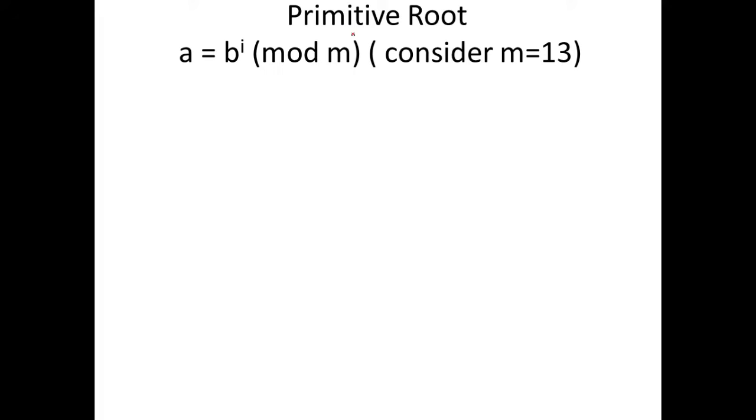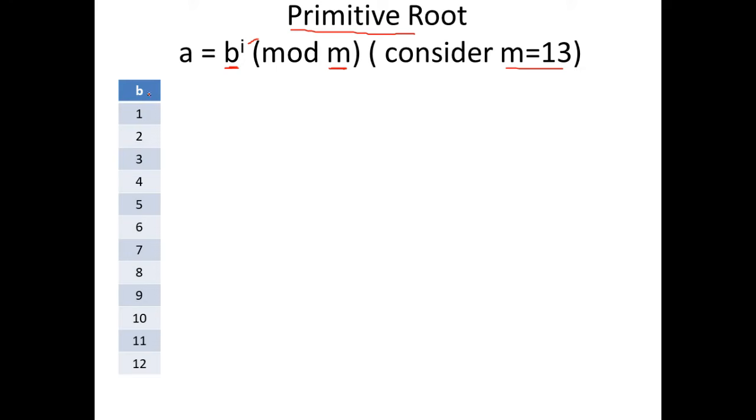We'll understand what a primitive root is in this slide. We know this, right? a is equal to b^i mod m. We should check whether b is a primitive root of m. Why should we check that? Only then will I have distinct values. Let's understand selecting primitive roots by considering m to be 13. So how will we select b? How will we know whether b is a primitive root of 13? For that we have to go with these steps.